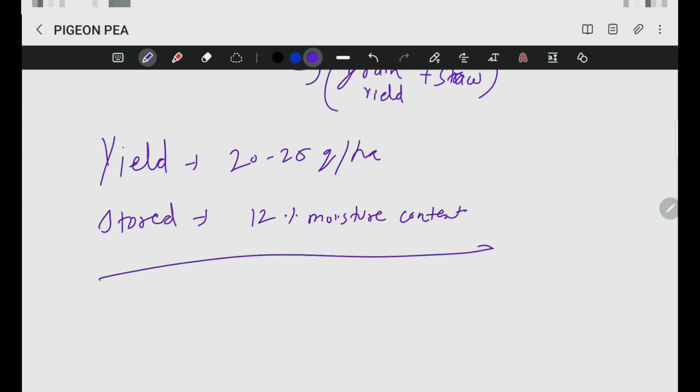Thank you. In the last, I would like to revise the most important points. The most important points which you definitely should remember are origin. Tell me what it is. It is South America. Early maturing variety examples: UPAS 120 and Prabhat. Definitely remember it. Harvesting index is 19%. Why is it important? Because it is lowest among pulses.